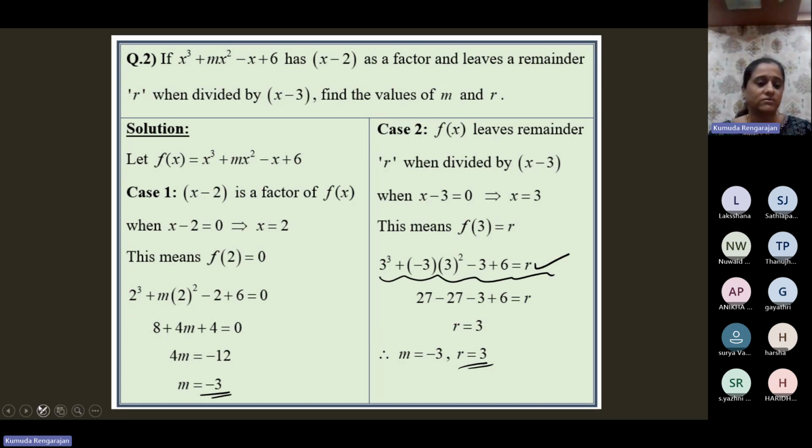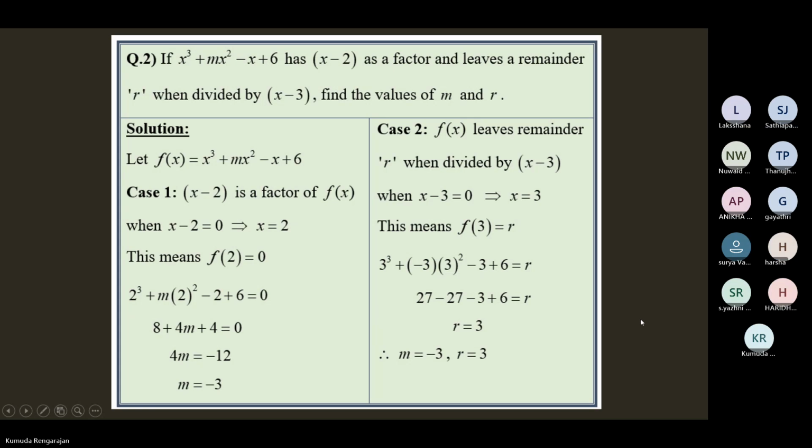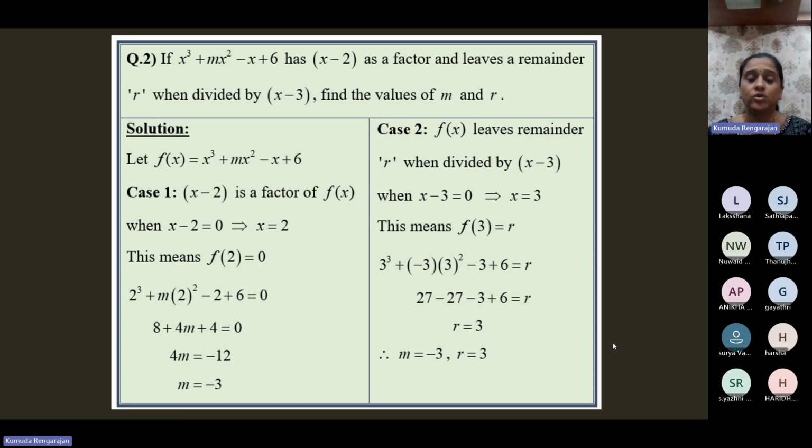Please write the question and then take down the answer, children. Please write exactly what you see on the screen. Do not write anything on your own. Take it down as you see on your screen.